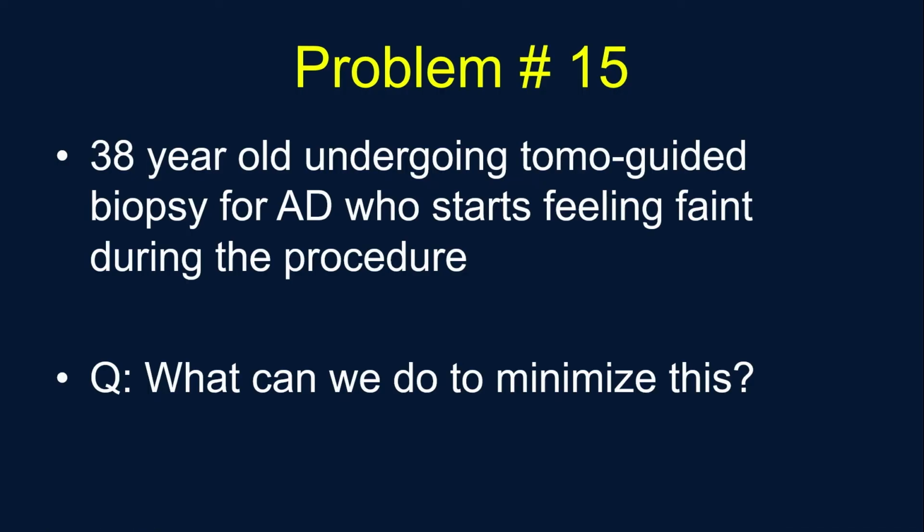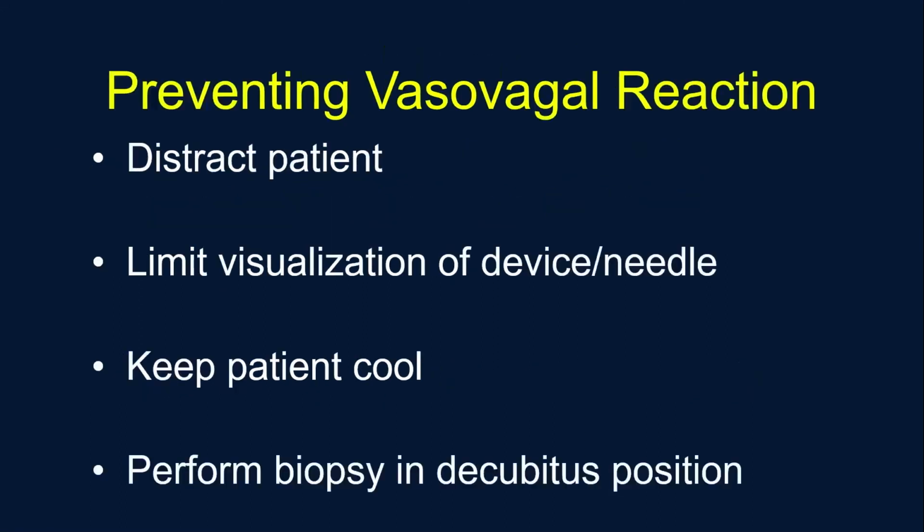So problem, 38-year-old undergoing tomo-guided biopsy for architectural distortion in an upright unit. She's feeling faint. What are we going to do with this? How can we prevent this? So this most likely is due to vasovagal reaction, and it's more common with the upright unit. The key is to distract the patient and also limit their visualization of the biopsy equipment. And the easy way to do this is to put another support personnel by the patient and engage with them, little chat, conversations, keep their head away from the biopsy device, how's grandkids, what's your hobby, and so forth.